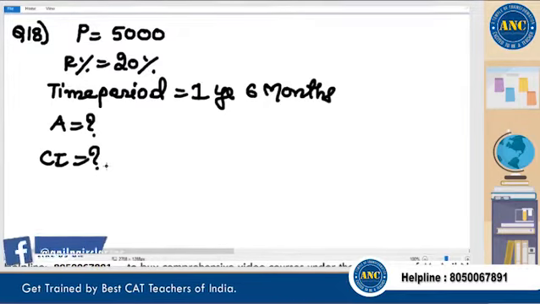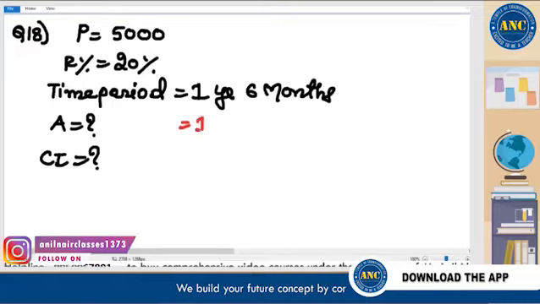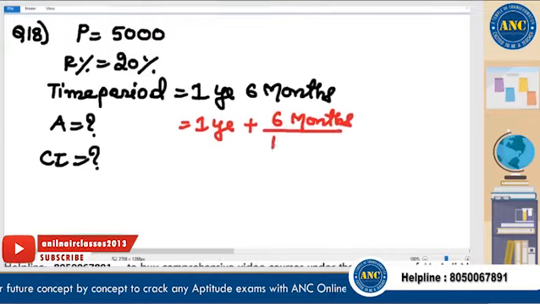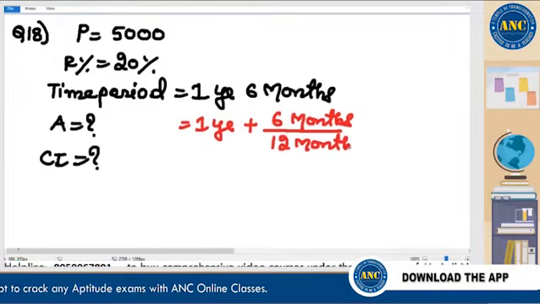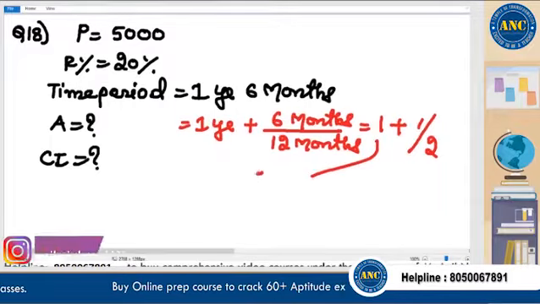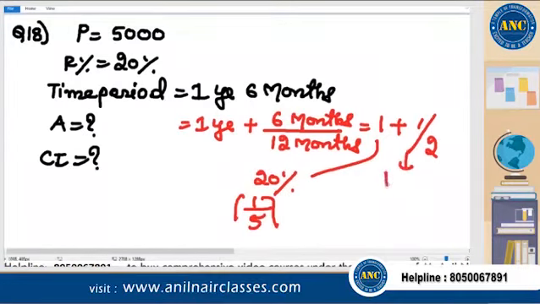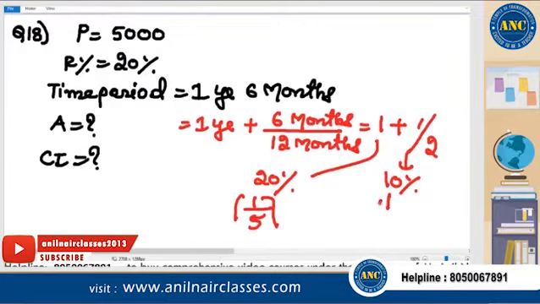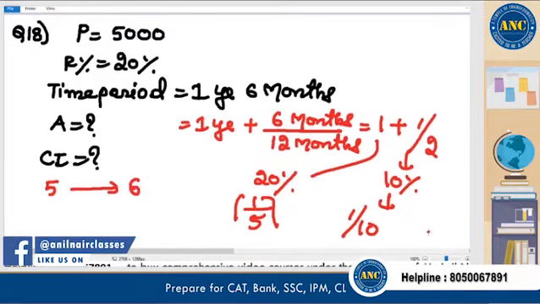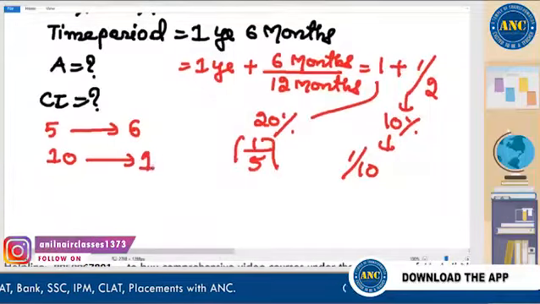P is 5000, R is 20%, time period is 1 year 6 months. In a year there are 12 months, so it is nothing but 6 months out of 12 months. Converting everything into a year, it is 1 plus half. For 1 year, rate of interest is 20%, which is 1 by 5. For half it will become 10%, which is 1 by 10. First year instead of 5 rupees, I am giving 1 rupee more, which is 6. Second year instead of 10 rupees, I am giving 1 rupee more, which is 11.